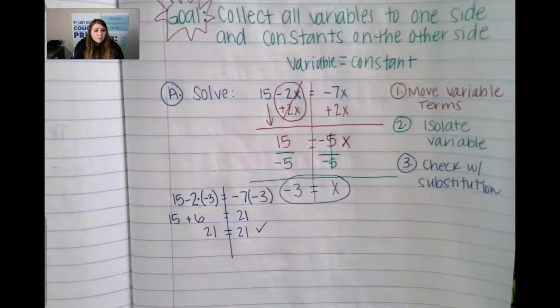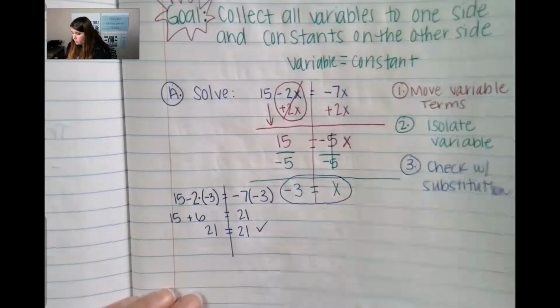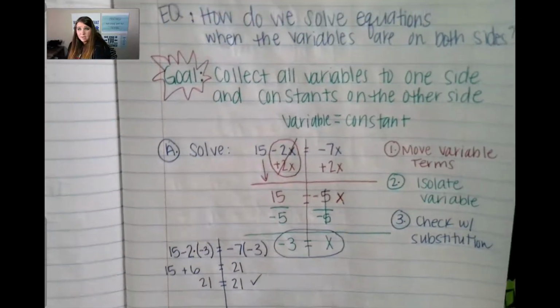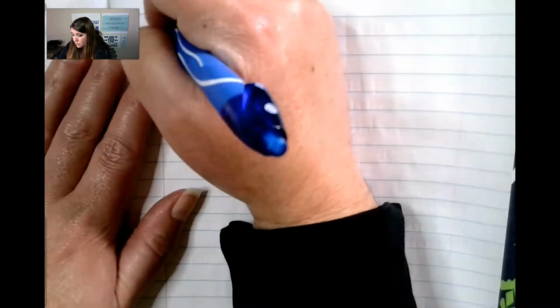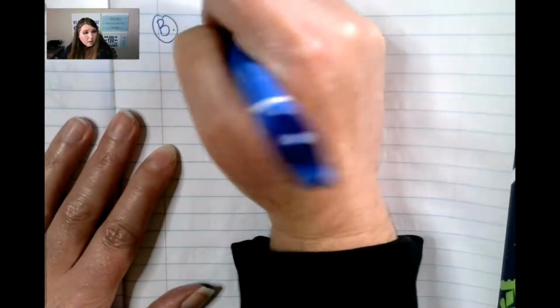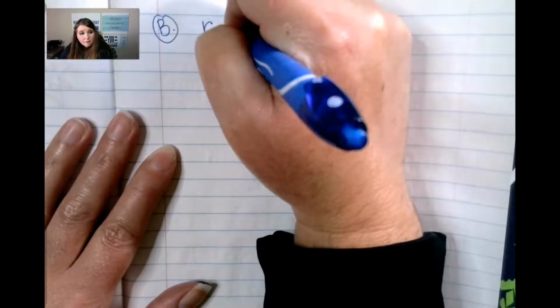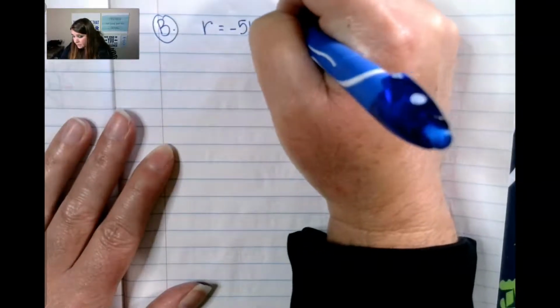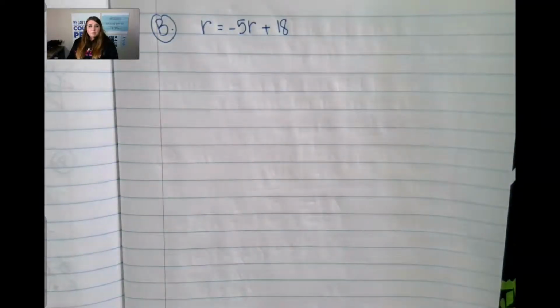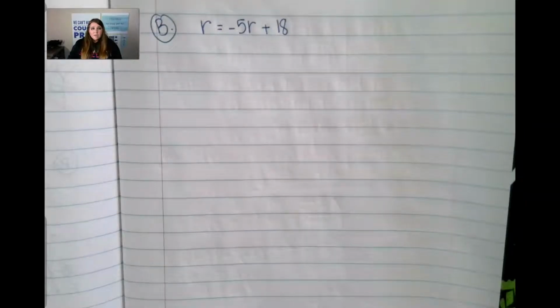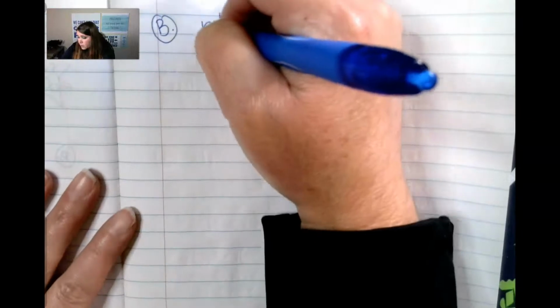Okay, so the next problem that we want to look at, our next problem, I'm going to just turn the page now since I'm pretty much out of space. All right, example B. Example B says that r equals -5r plus 18. Okay, so our goal, remember, is to put all of the variables on one side and all of the constants on the other. So now what we're going to do is balance.